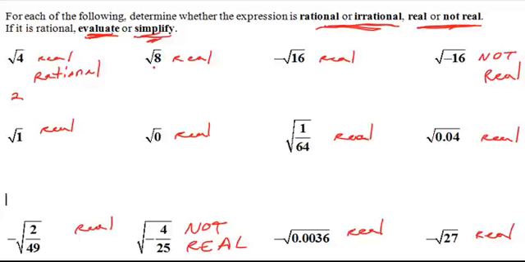Square root of 8. Is 8 on our list? Is 8 a perfect square? No. 2 squared is 4. 3 squared is 9. This is irrational.